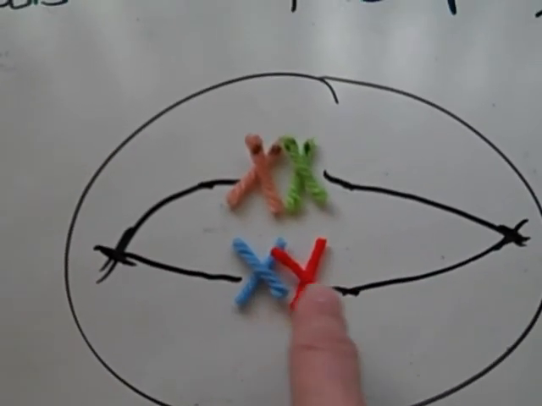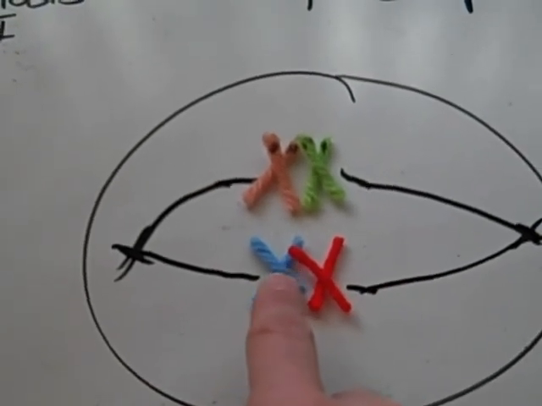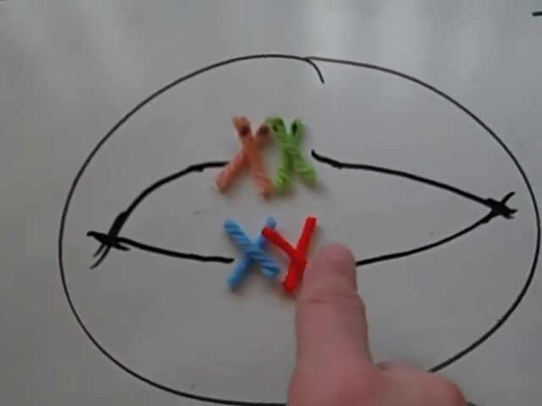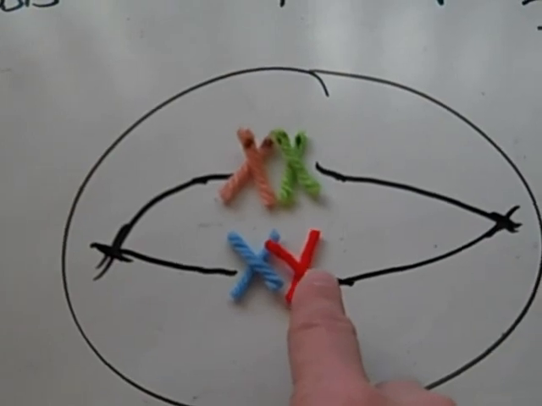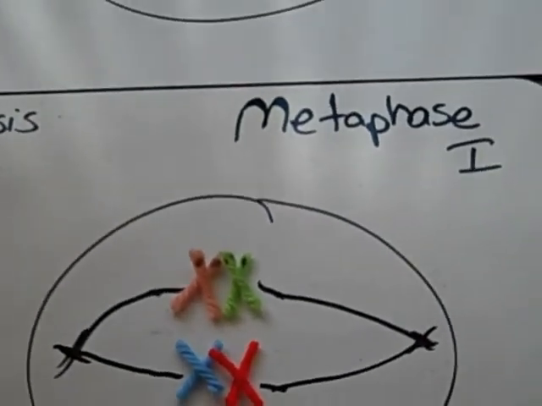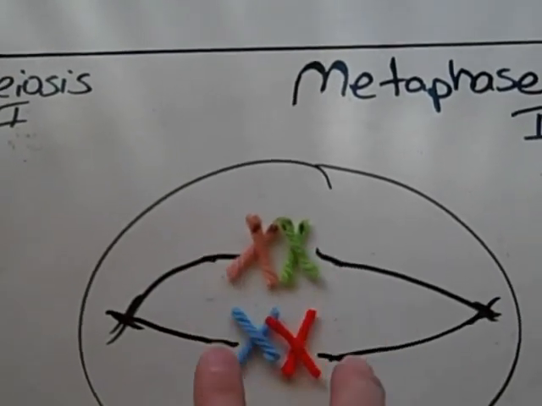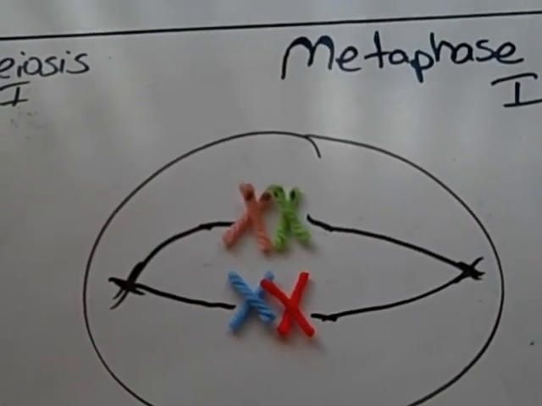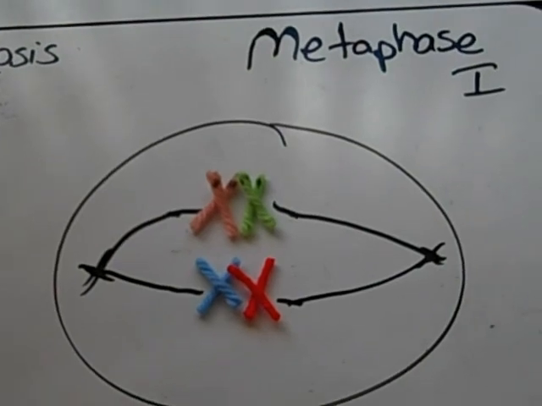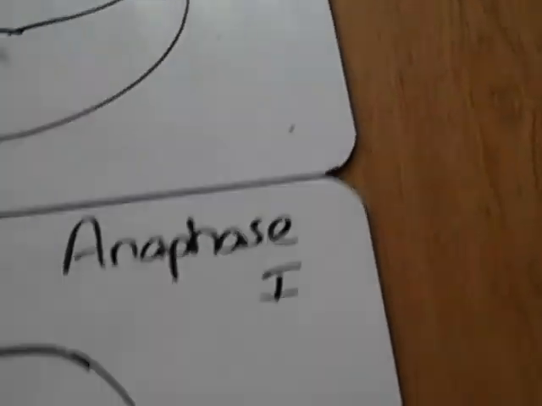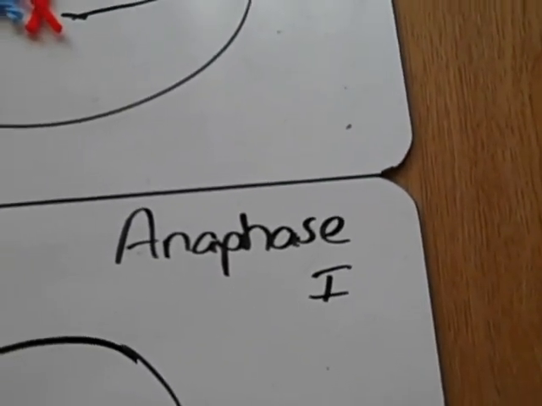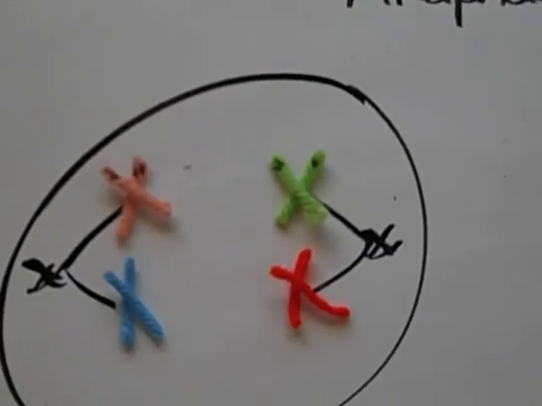And then this is also considered a pair. This particular chromosome and its copy came from your father. This particular chromosome and its copy came from your mother. So at the end of metaphase 1, the pairs of chromosomes line up in the center of the cell. During anaphase 1, the pairs will move apart. And that's what you've seen here.